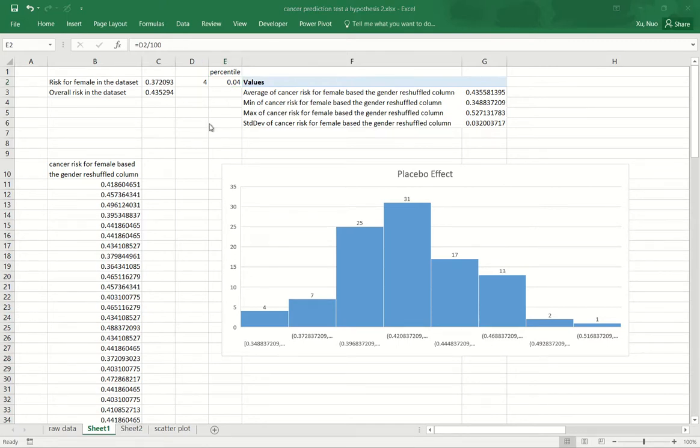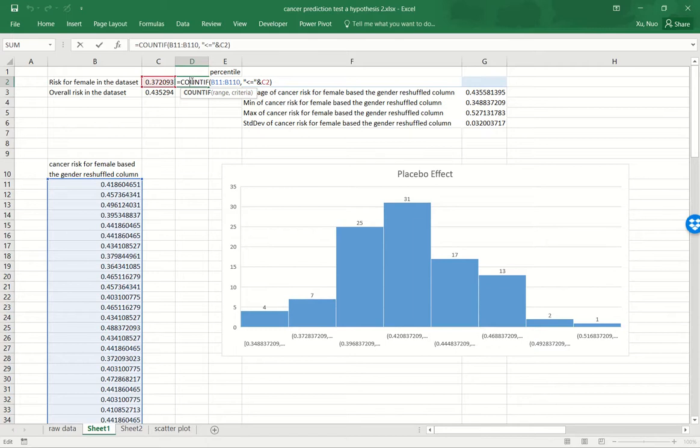I know you probably find this quite confusing already, but I need to give it another push by introducing another concept beyond the concept of percentile. So here, we were counting how many numbers in these 100 results are smaller than this number. But this time I want to count how many of these numbers from the placebo effects are less likely to occur than this number if gender is not a risk factor.